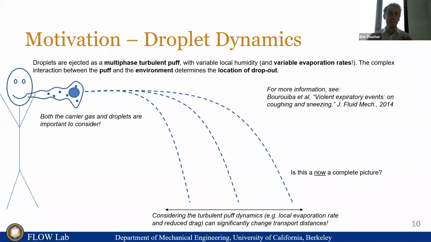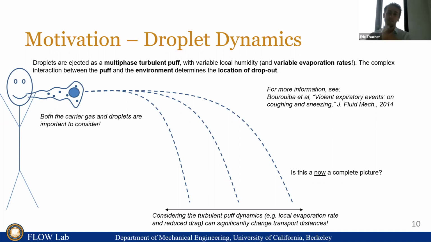The first of which is that the dynamics of how a droplet is expelled from somebody is not in isolation. It's not just one droplet in the room. The droplets are actually part of this multi-phase turbulent puff. And I've cited another paper by Lydia Bourouiba here, which I think is really good. It really goes into this in detail.